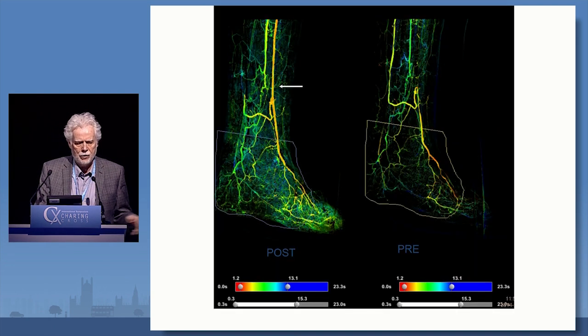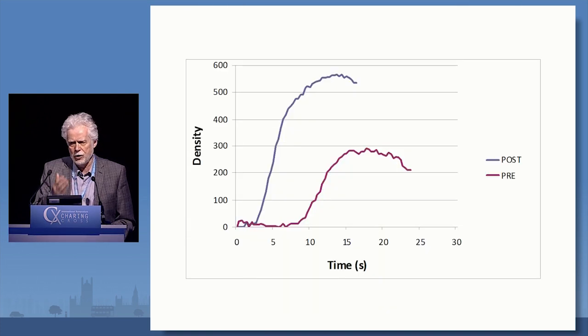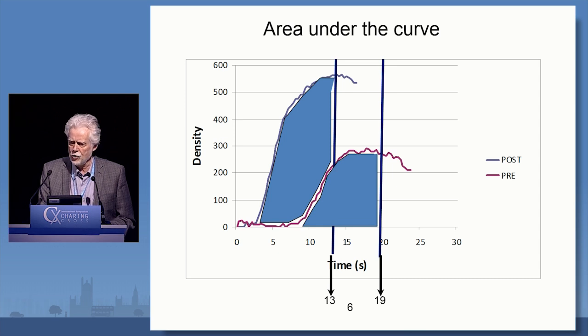And then you look at this, you see the region of interest. If you look at the picture with the arrow, you see that we have revascularized the anterior tibial artery. And if you now look at the curves, you see there's a huge increase in perfusion after you've done that. You see the blood's coming in much earlier, but you can also look at the area under the curve, which gives you an impression of how much more perfusion there is.